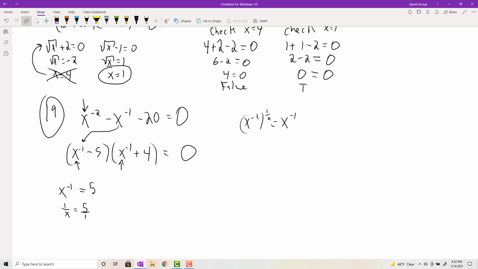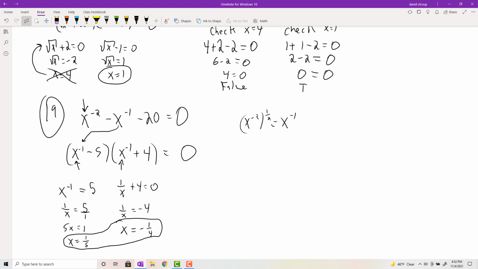You can kind of cross multiply if you want. 5x equals 1, so x is 1/5. Okay. For the other guy, it'll be 1 over x plus 4 is 0, so 1 over x equals negative 4. And if you want to, you could literally just flip both sides, so it would be x equals negative 1/4. Okay, those will be your solutions.